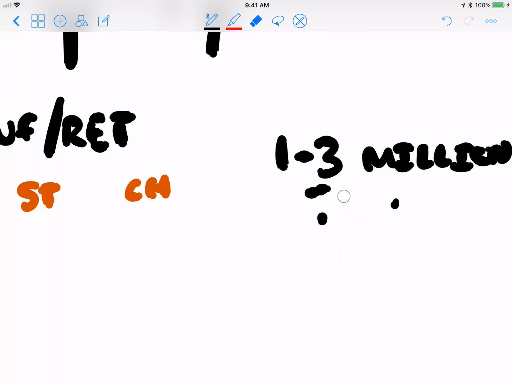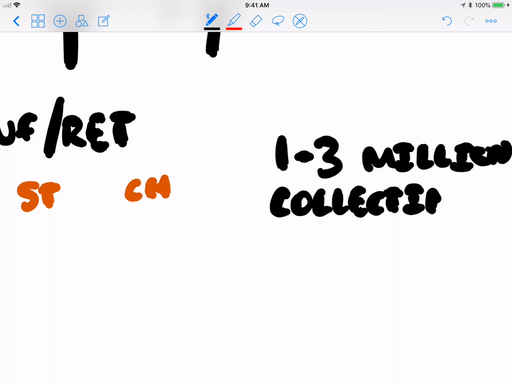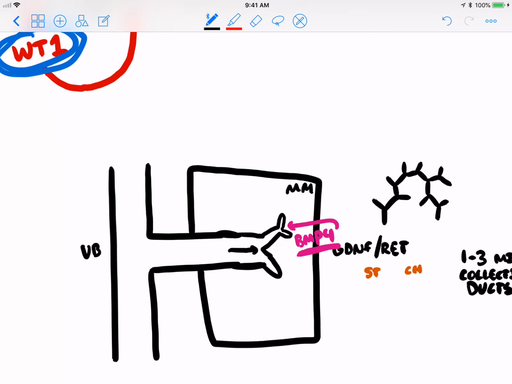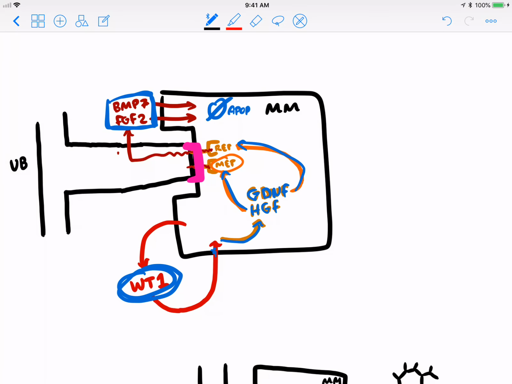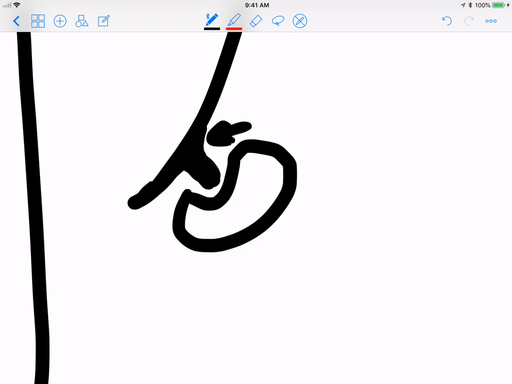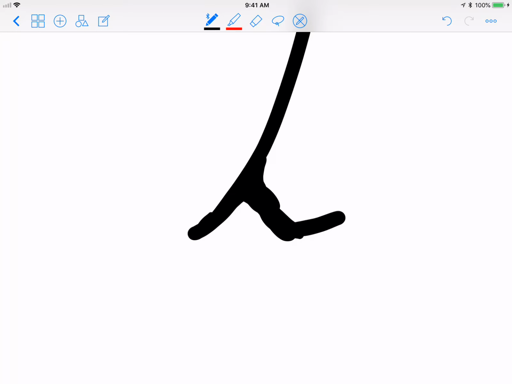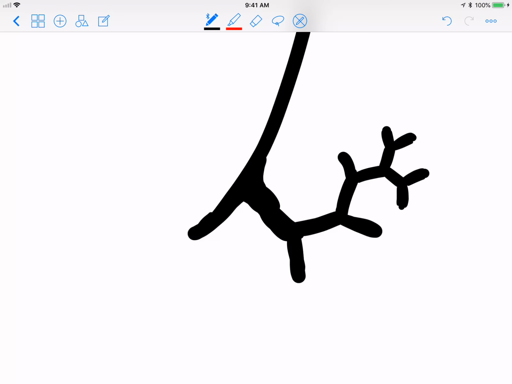Sorry, not tubules. Collecting ducts. And remember that these 1 to 3 million all derived from this ureteric bud, which was that little diverticulum right there, the metanephric diverticulum that encroached upon this metanephric mesenchyme right over here. If we take this and move it here, what is happening is it just extended outwards and kept moving like this, and that's how you form all those collecting systems.